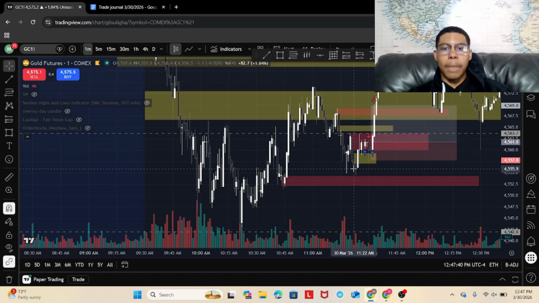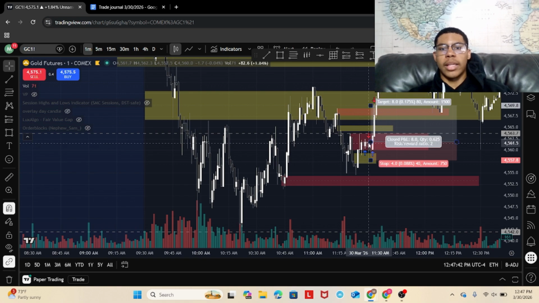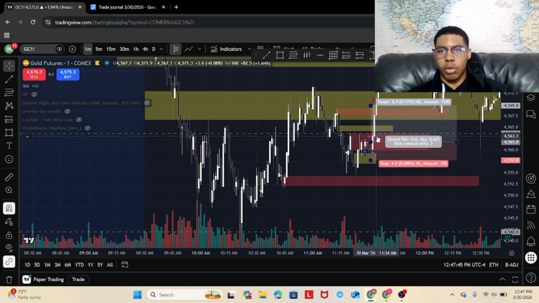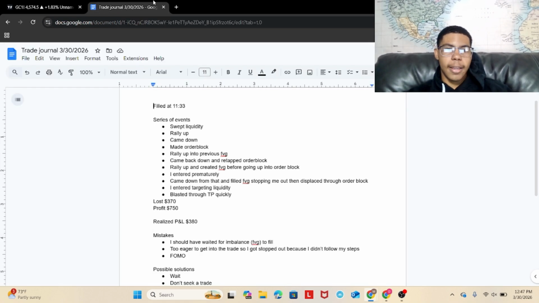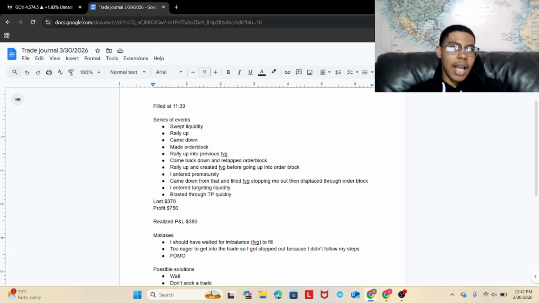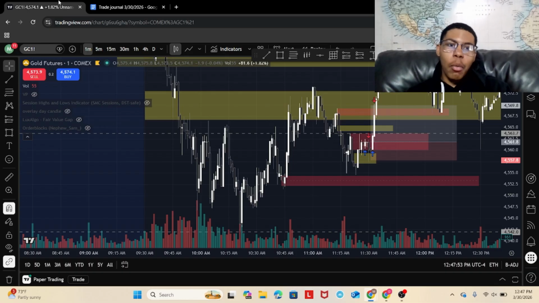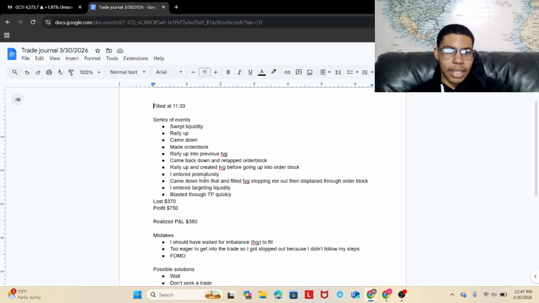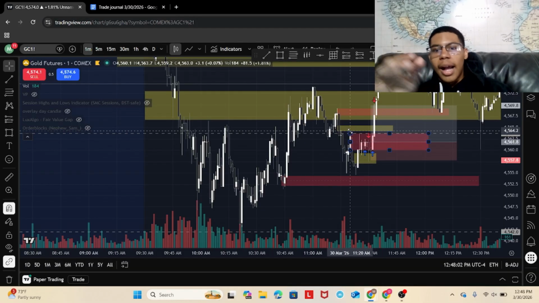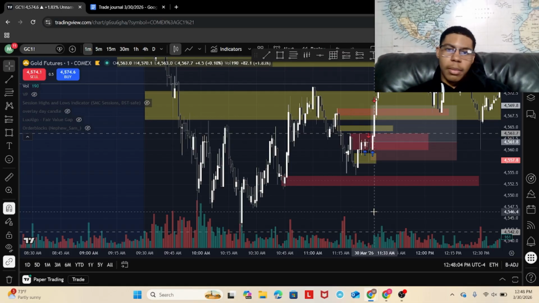So we went up, created this fair value gap while bumping our head into this order block on top of us, guys. And then after we did that, I entered prematurely, bro. I hopped in. I'm like, we're going up. It came down and filled the fair value gap, stopping me out, then displaced through the order block. So I hop in, I'm like, we're going to make all this money. And I get dunked on, gang, and it fried me, bro.